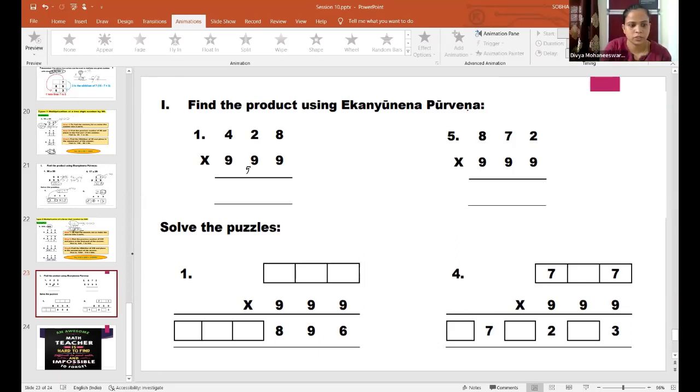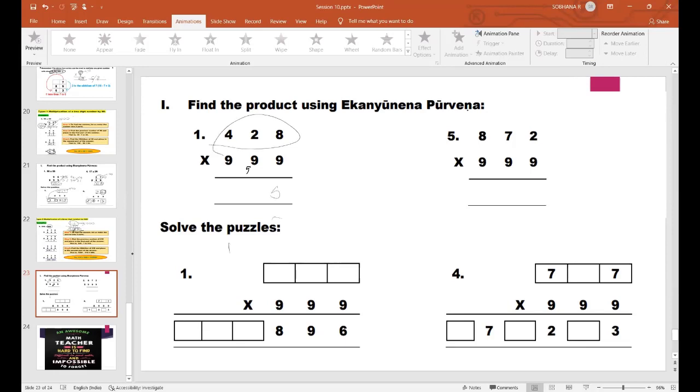Okay. Yes. Thank you, ma'am. I think this is very easy, teachers. The Nikilam of 428 is 572. Yes, 572. 427, ma'am. Yes, 427. That's all. In a few seconds, they are able to get the answer.